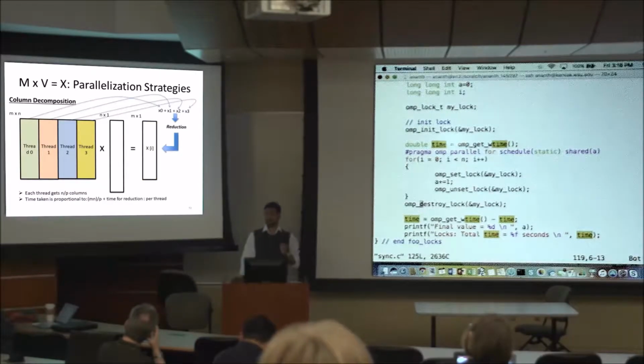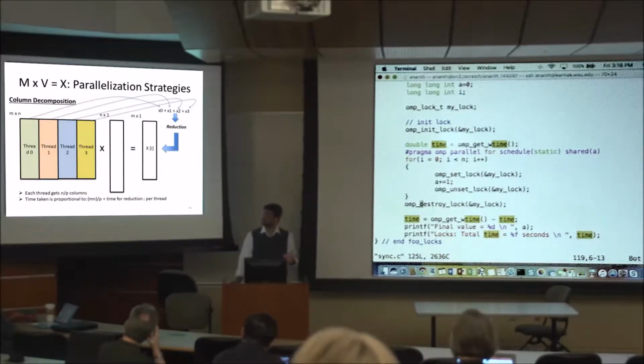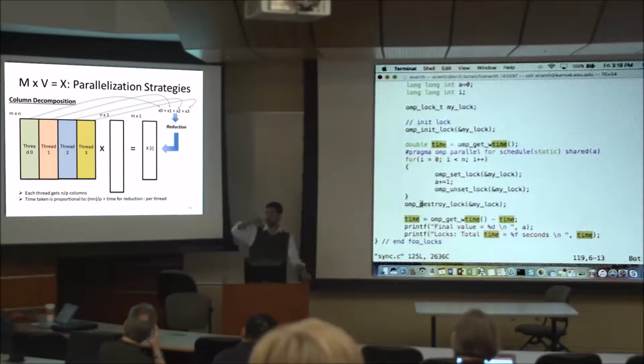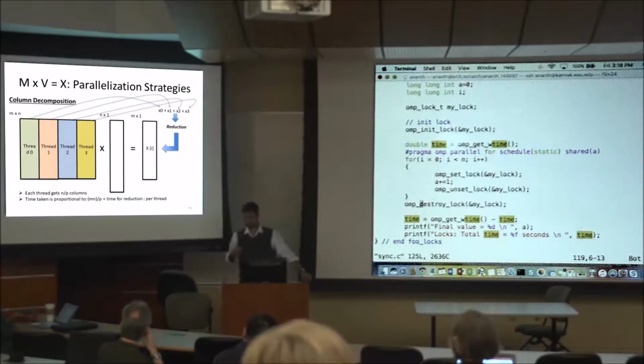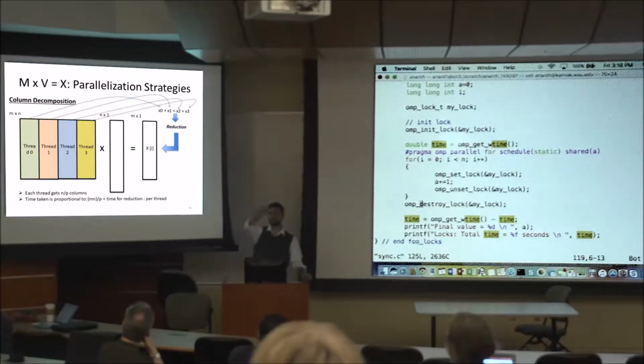But there is a slightly different way of doing it. In this case, instead of doing a row decomposition, we can also do column decomposition like this. You can assign a batch of columns to each thread. So n is the number of columns, p is the number of threads, so n divided by p will be the number of columns each thread gets, right?